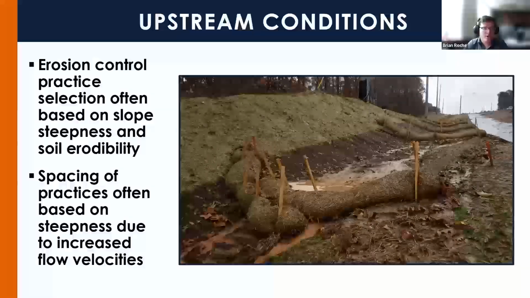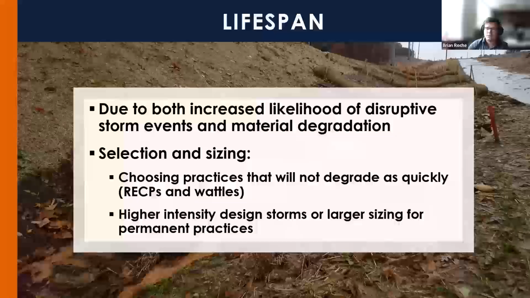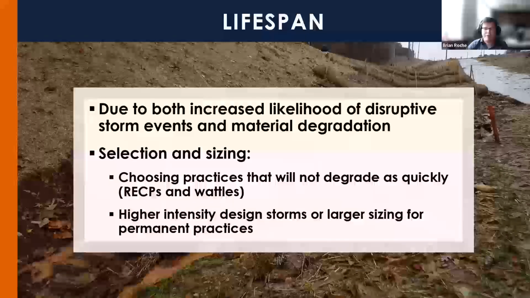So we found that erosion control practices had selection that was often based on slope steepness and soil erodibility, both of which can massively influence soil loss risk. And the spacing of structural practices such as ditch checks and slope interrupters was based on that slope. We also found guidance regarding susceptibility to failure based on increased lifespans. So it's primarily selection and sizing, and this was due to two things.